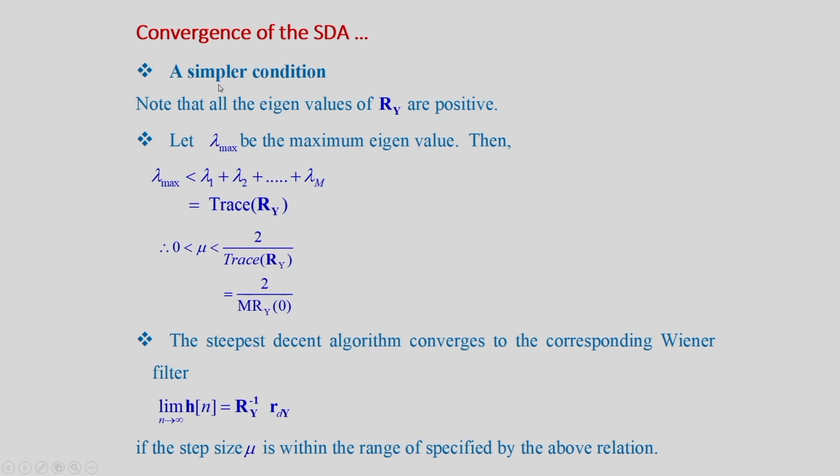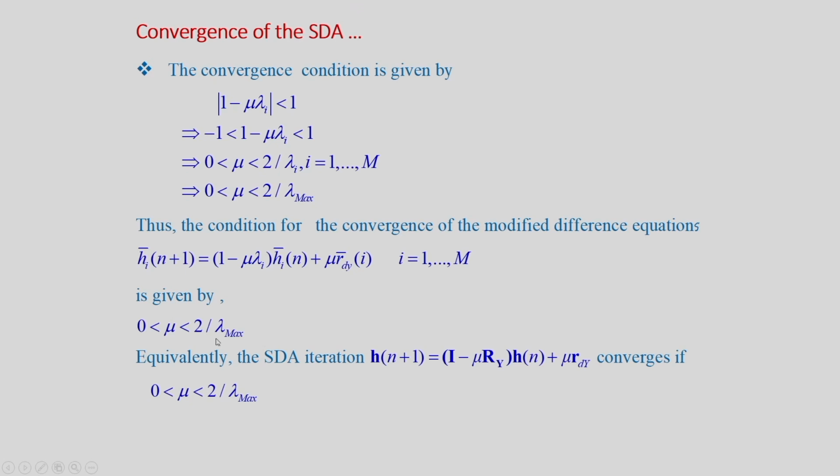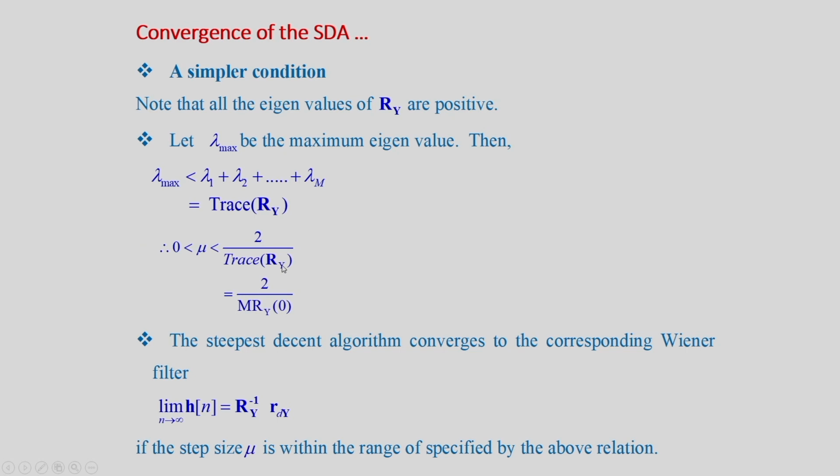We can get a simpler condition. Note that all the eigenvalues of Ry are positive. Let lambda max be the maximum eigenvalue, then lambda max will be less than or equal to the sum of all these eigenvalues, because all are positive. Therefore, lambda max is one of them and definitely it will be less than the sum of the eigenvalues, and the sum of the eigenvalues is equal to trace of Ry. Therefore, this condition can be written as 0 is less than mu less than 2 by trace of Ry.